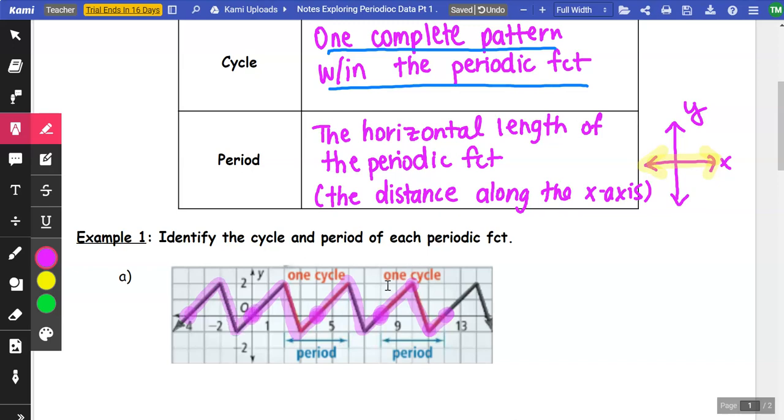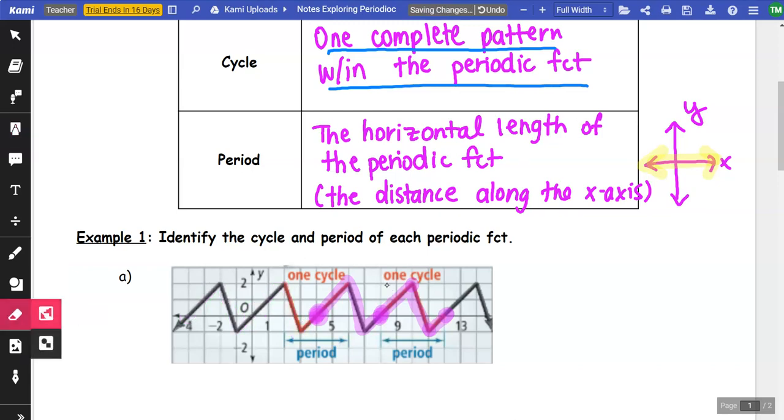So a cycle is really about our y values and the repetition of those y values. I started at 0 as my y value and I come back to 0 as a y value. That in itself is one cycle within this periodic function, and it's repeating itself over and over again. For a periodic function, it doesn't matter what y value we use. We can use any one we want.